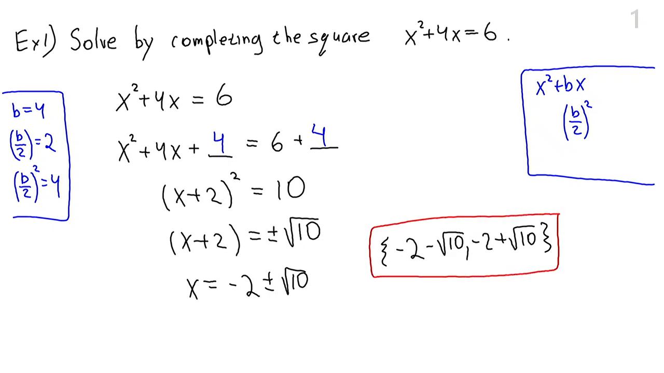I have added the appropriate thing to both sides to make the left-hand side a perfect square. x plus 2 squared is x squared plus 4x plus 4. I did not have a perfect square when I started this problem, but I added the right thing to both sides to make one side a perfect square.